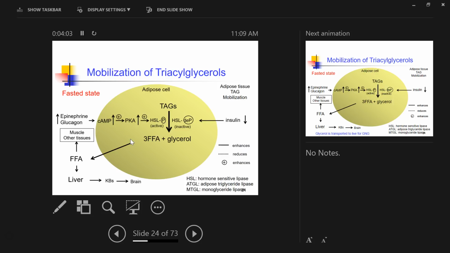Now number 21. Does aerobic exercise stimulate lipolysis? Yes or no? Yes, right? Because during exercise, the epinephrine levels increase, so this will stimulate HSL, right, and stimulate lipolysis. And what hormone plays a role in this process? The epinephrine, right?